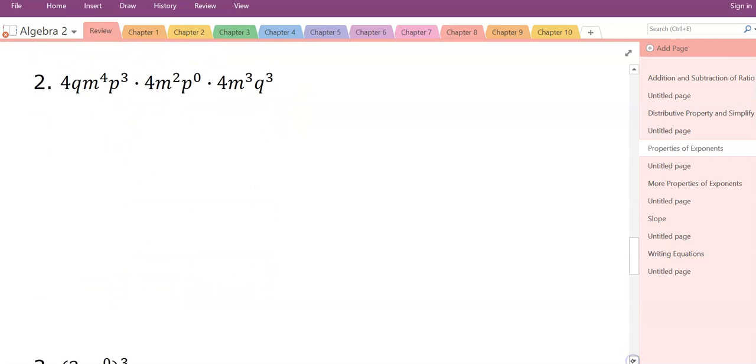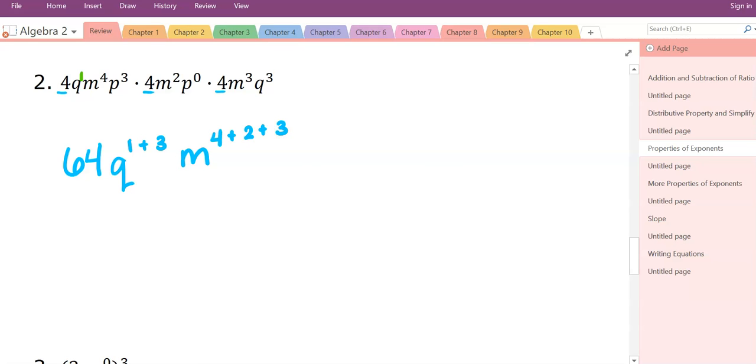For number 2, again, I would start by combining the 4's. 4, 4, and 4 is going to be 64. For my q's, this is q to the first power. So I would have q to the first power plus 3 for the q to the third in the last term. For my m's, I would have a 4 plus a 2 plus a 3.